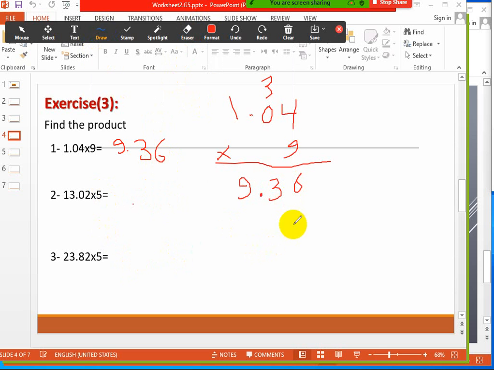Now let's find number 2. Number 2 is 13.02 or 2 hundredths multiplied by 5. Okay? Now let's start. Very good. 5 multiply 2 equals what? Equals 10. I will put 0 here and 1 above the 0. 5 multiply 0 equals 0 plus 1 equals 1. Now 5 multiply 3 equals 15. So I will put the 5 here and 1 above the 1. 5 multiply 1 equals 5 plus 1 equals 6.